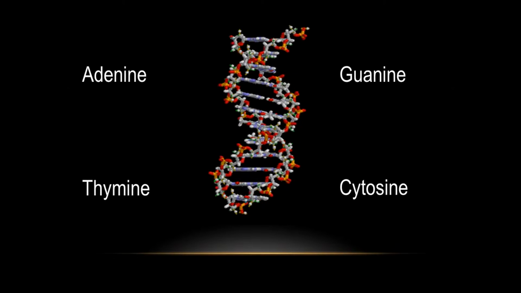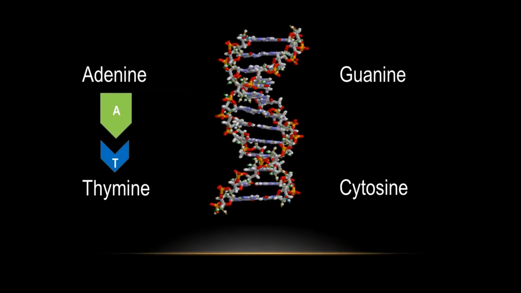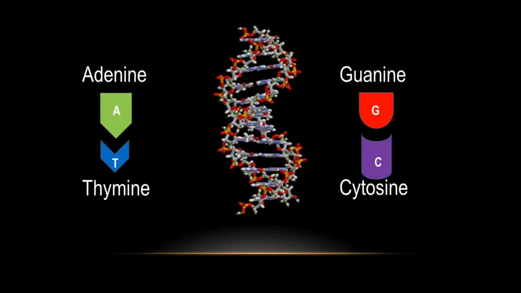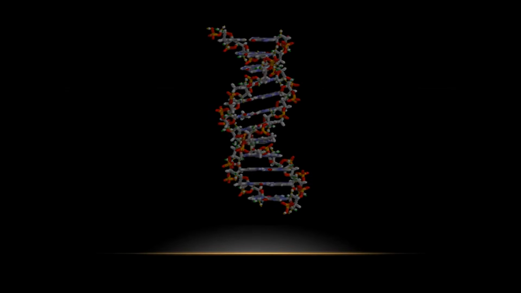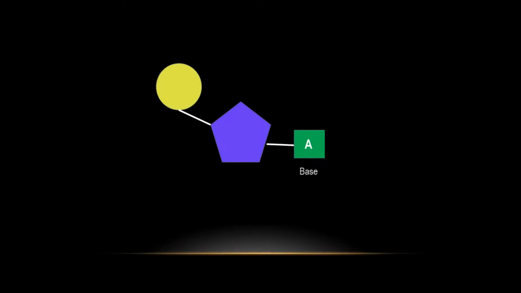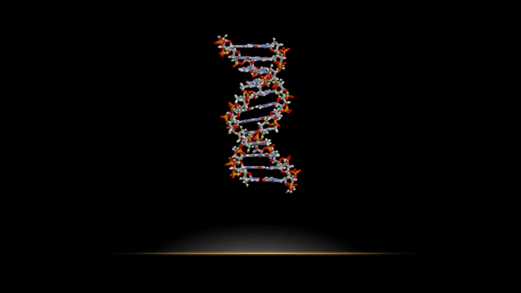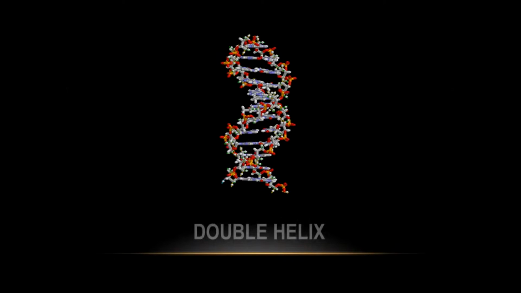DNA bases pair up with each other, A with T and C with G, to form units called base pairs. Each base is also attached to a sugar molecule and a phosphate molecule. Together, a base, sugar, and phosphate are called a nucleotide. Nucleotides are arranged in 2 long strands that form a spiral called a double helix.